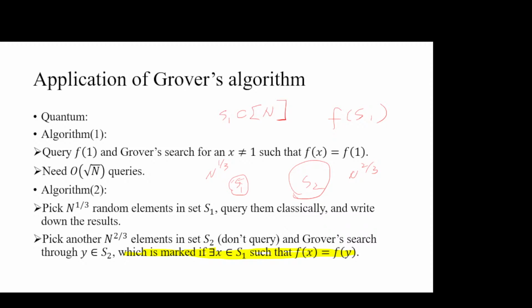The oracle has as input the items inside S2, and the item is marked by a pretty complicated algorithm that uses the information recorded on S1. The item is marked if there is an x inside S1 such that f of x equals 1.